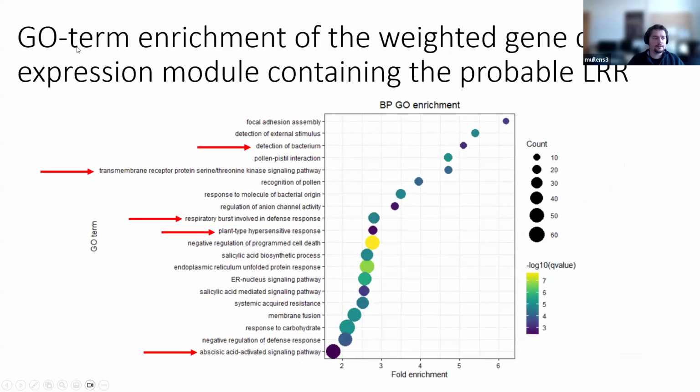So here I'm showing the GO-term enrichment of the weighted gene co-expression module that contained the probable LRR. So I pulled the genes that were co-expressed with that probable LRR on the chromosome 5, then did GO-term enrichment on that group of co-expressed genes. And we see a lot of interesting things here, like detection of bacterium, plant hypersensitive responses. So more things that make us think that it seems to be co-expressed with classes of genes associated with bacterial disease resistance.